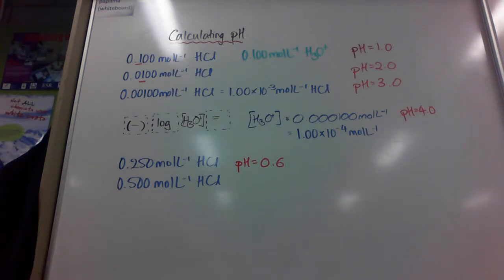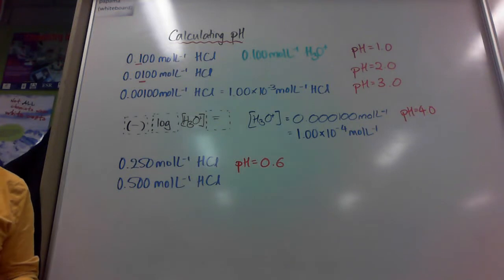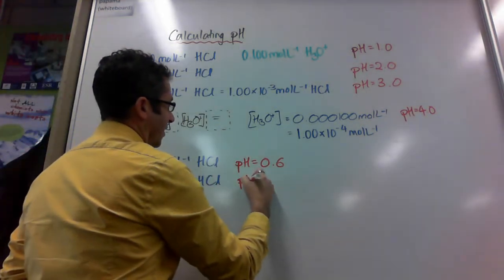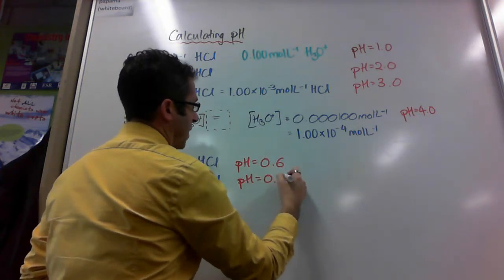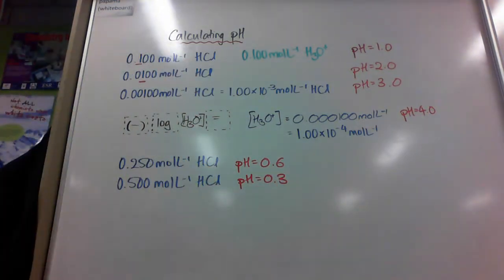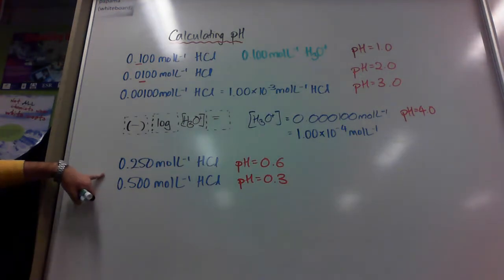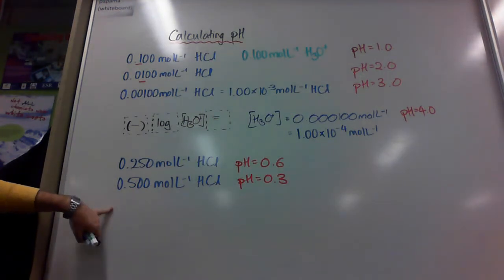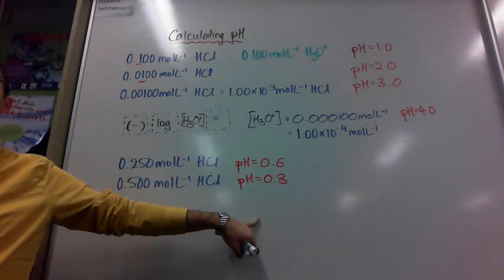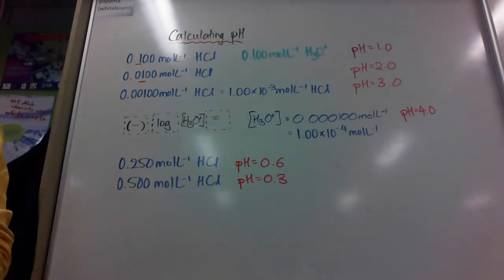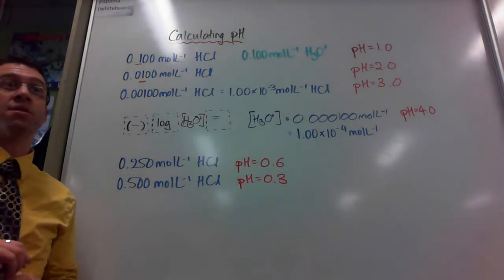Negative log 0.5 equals, what is it more exactly? 0.301. Yeah, so it's pretty close to it. So it's about 0.3, okay? So you will find, if we were to make that 1, so double it again, it's not going to be half of that, it's going to be a pH of 0 actually, alright, because 1 is 10 to the power of 0, so you can have a pH of 0.